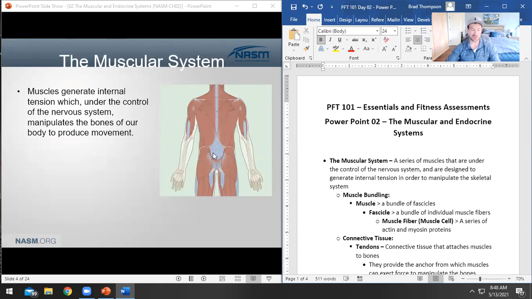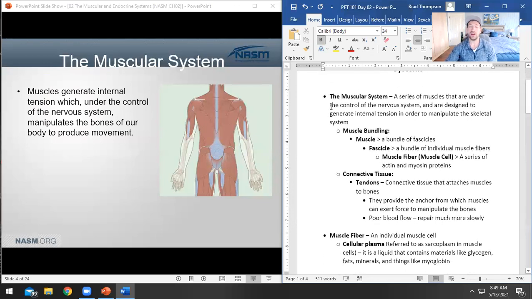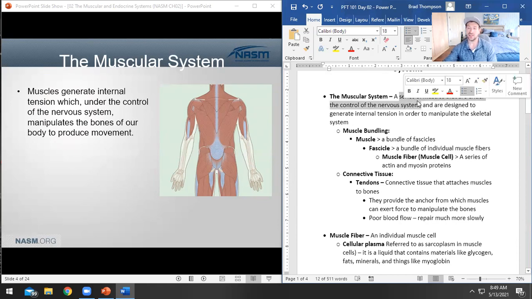Looking at our muscular system here, we talked about how the kinetic chain is these three interdependent systems, right? You've got your nervous system, which is the command center that's controlling everything. You have your skeletal system, which is giving you the framework. And then you've got your muscular system, which moves that framework around, right? So if we are defining this, it's a series of muscles that are under the control of your nervous system, and they're designed to generate internal tension in order to manipulate your skeletal system.